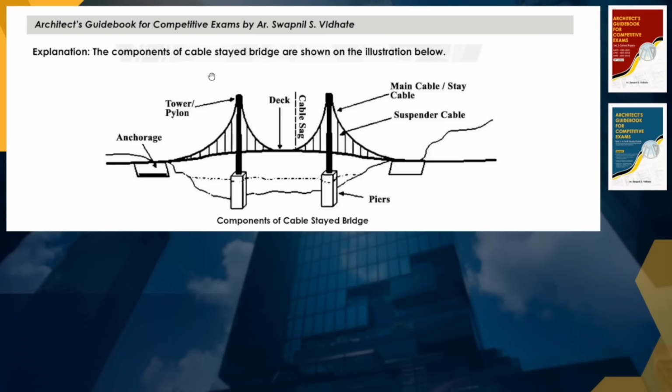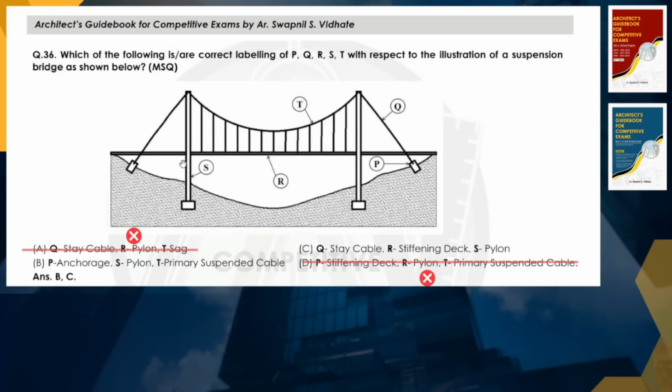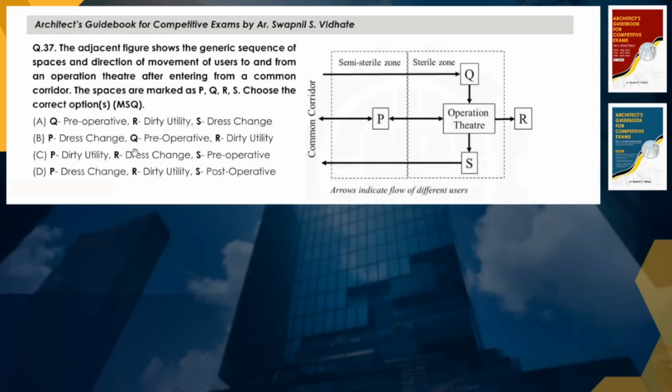In the explanation I have provided the correct labeling of all the parts. P is called the anchorage. Then this is the tower pylon resting on the piers. Then this is the deck on which the vehicles and humans cross the river. This one is the cable sag. Then this is the main cable, and these are called the suspender cables. This is the nomenclature for the components of a cable-stayed bridge. So we have selected options B and C as the correct answer.